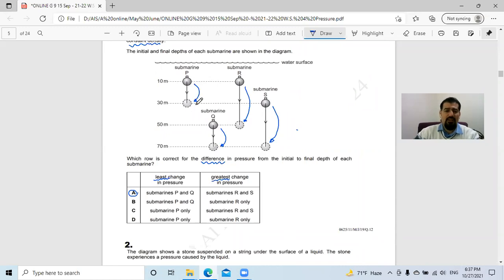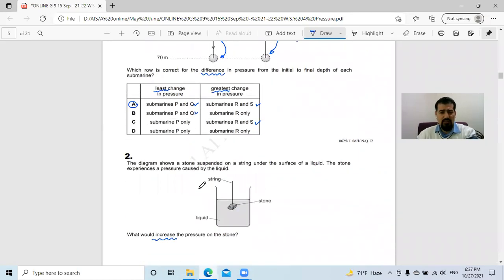As you can see here, the change in depth is only 20 meters for P and Q. Here for R and S, it's 40 meters. So the change in pressure for P and Q is the least and the change in pressure for R and S is the greatest. So the answer is A.